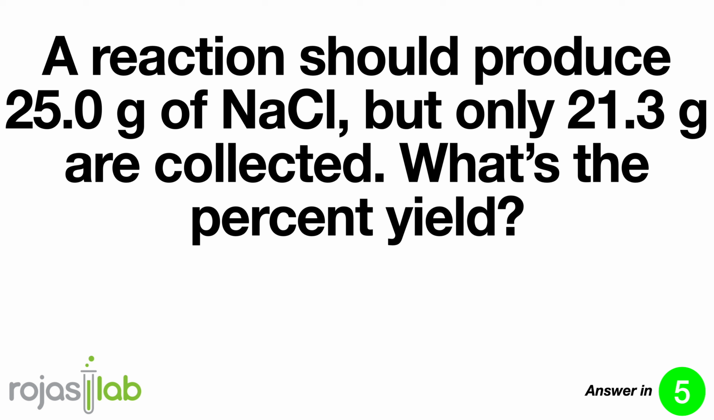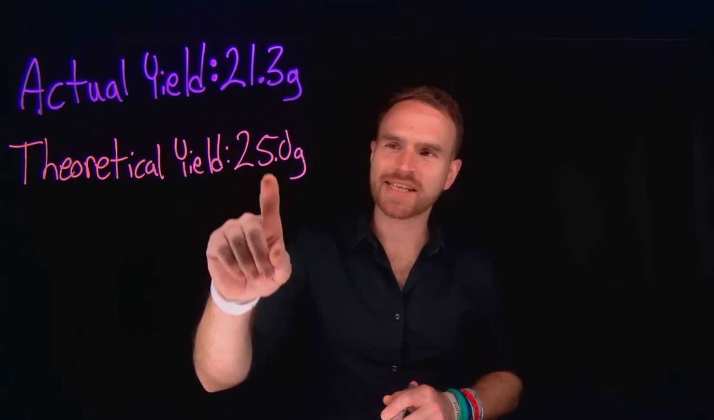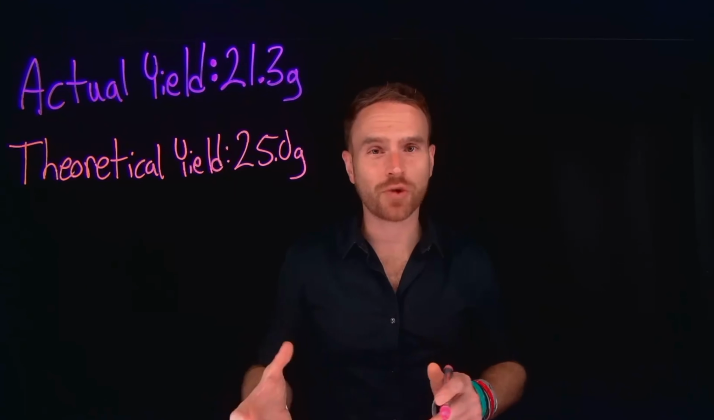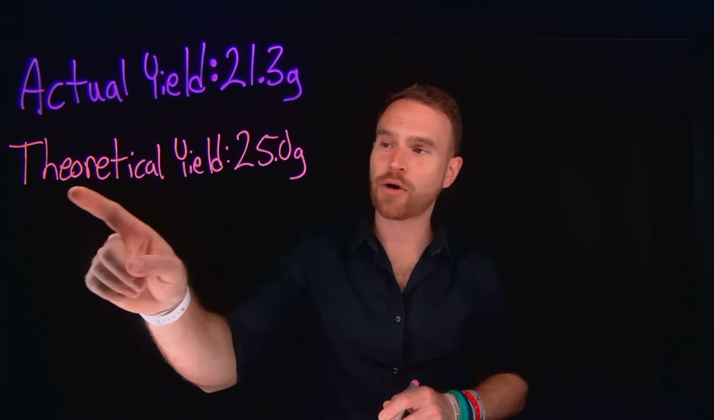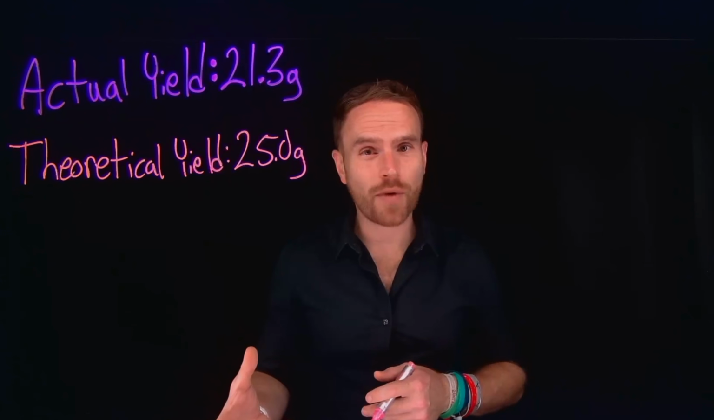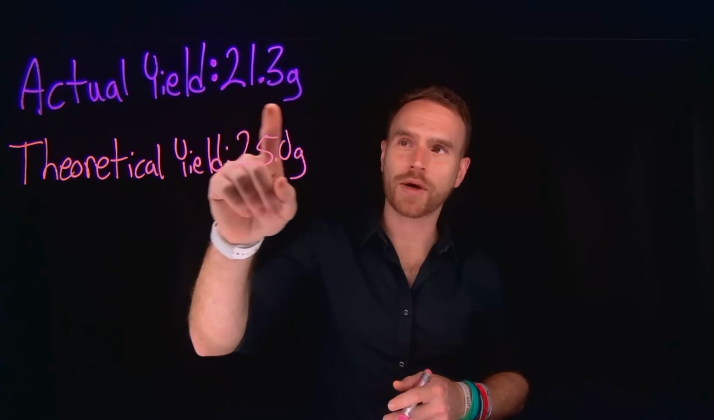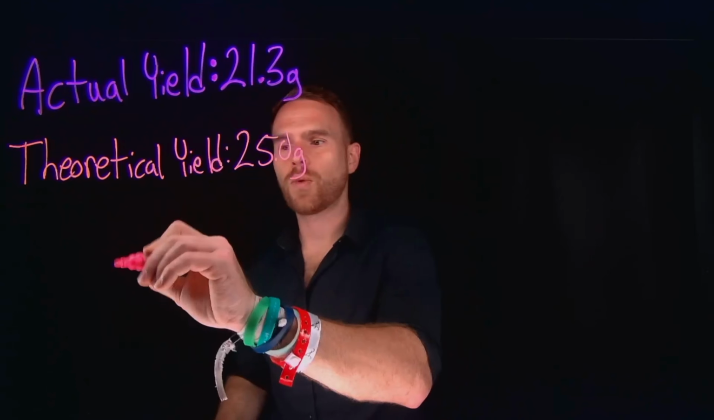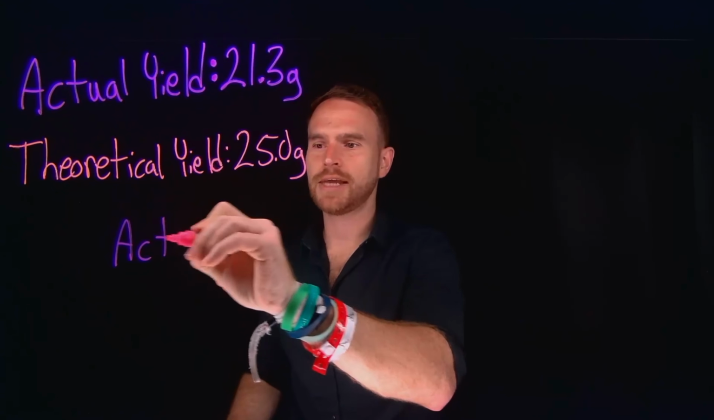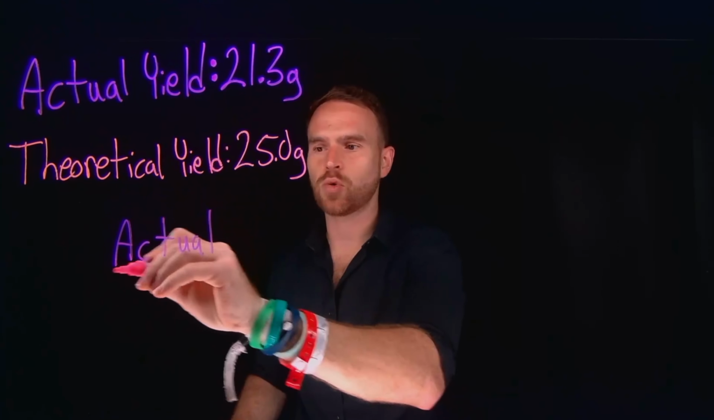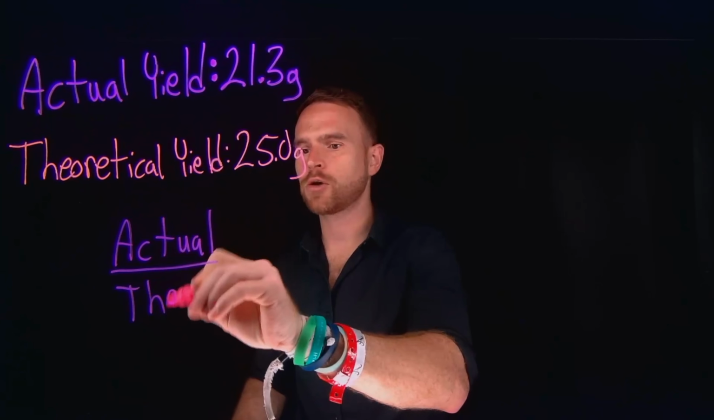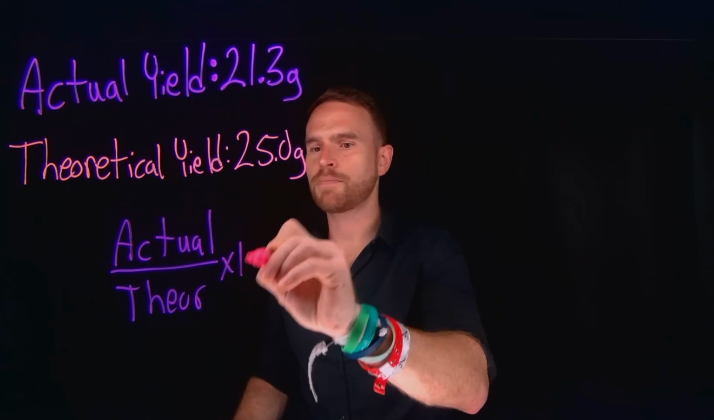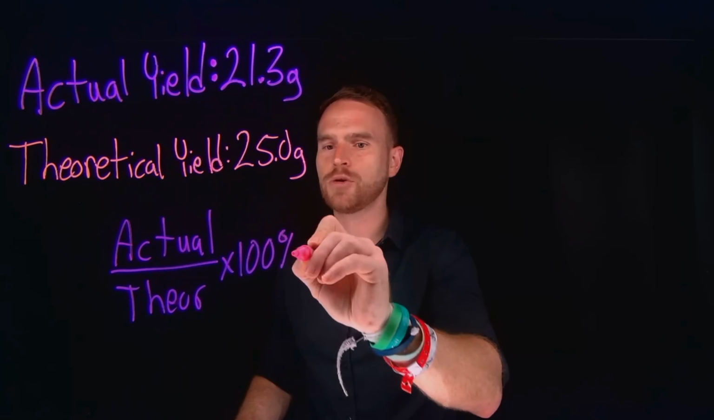Now it's your turn. Pause the video and try this problem independently, and then resume the video to check your answers. In this reaction, you were supposed to get 25.0 grams of sodium chloride. That, therefore, is our theoretical yield. When you actually ran this reaction, though, you only got 21.3 grams. So that is our actual yield. And remember, when performing these percent yield calculations, we're always using the actual divided by the theoretical, and using those values multiplied by 100% should give you the percent yield.